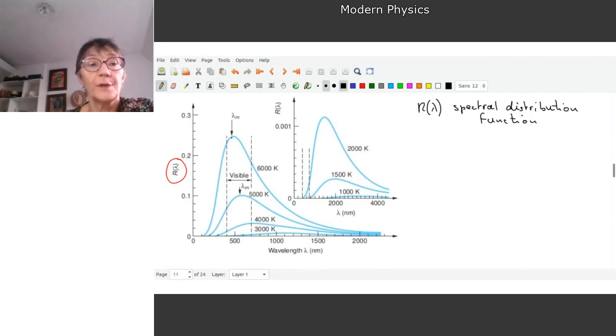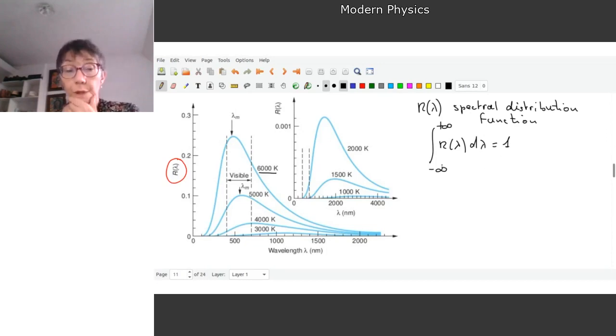For example, the big one is at 6,000 Kelvin. If you integrate the whole curve, the integral over lambda should be equal to 1, if it's a distribution, although we could have a constant. I have to verify this. There is no unit here, and this is the spectral distribution function.